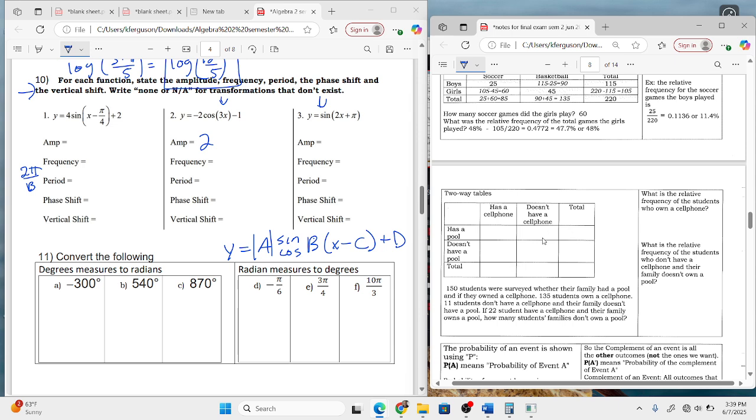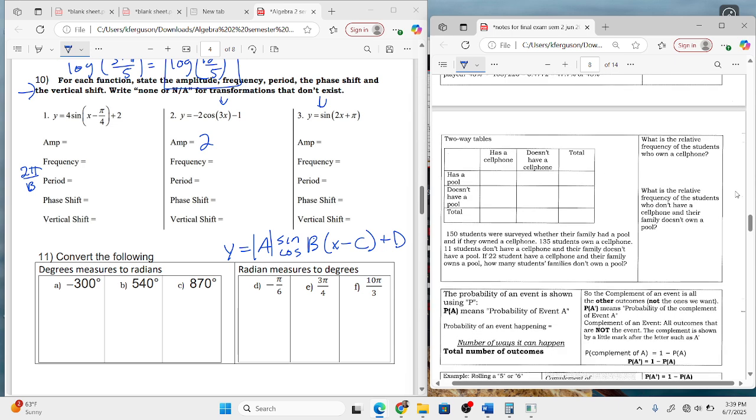I've got an example right here. And so I got a couple examples.